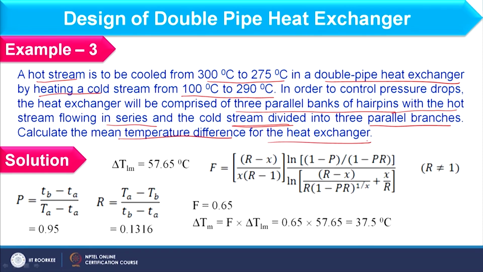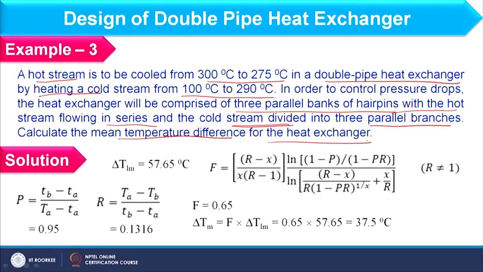Okay. Now, if you remember the first lecture of this week where we have discussed design of double pipe heat exchanger, there we have discussed that if flow is parallel, right, we have to consider FT correction factor along with LMTD for counter current flow. Okay.